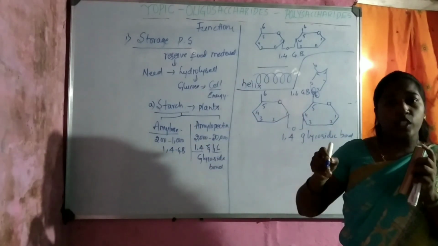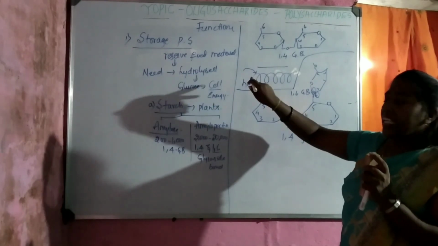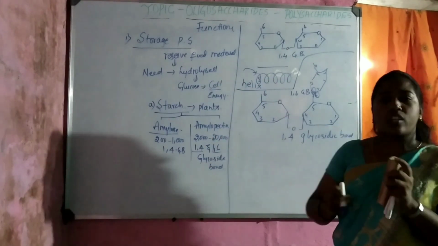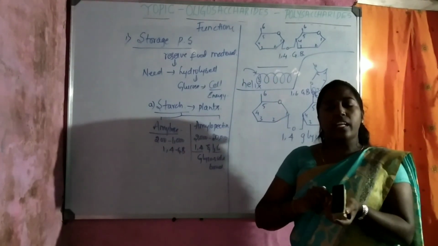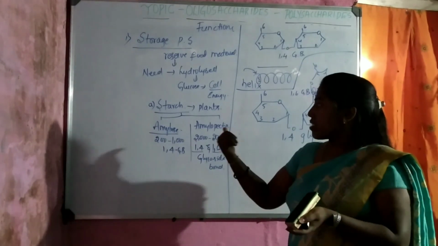When iodine is added to the starch, what happens here? Iodine combines with the helix structure, or we can say that iodine is found inside the helix structure, due to which we get the deep blue color in the case of starch. So this is regarding starch.